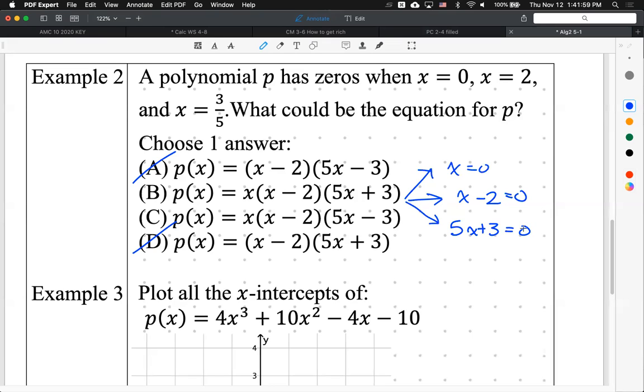So how do we get a positive 3/5? Well, let's try solving this one, right? If we solve this 5x plus 3, I would subtract 3 on both sides. I'd have a minus 3 on the right-hand side. Divide by the 5, I'd still have a minus 3/5. That's not positive 3/5. It's not B, it was C. Everyone that gave me a 3, pat on the back, you got it.